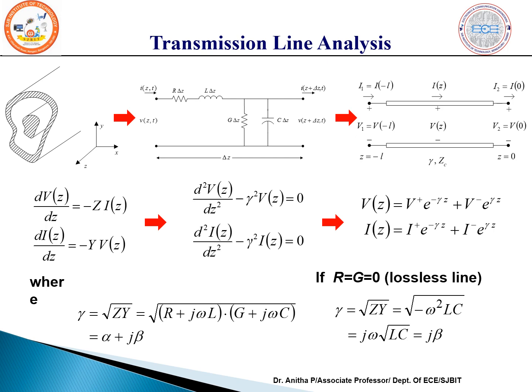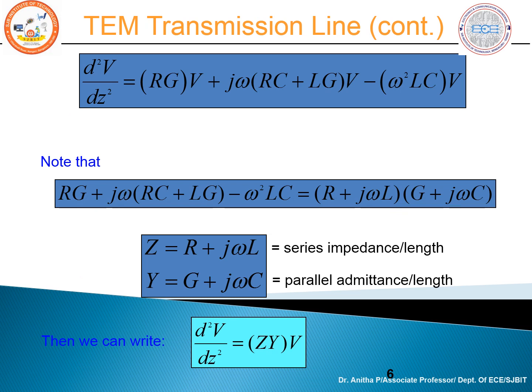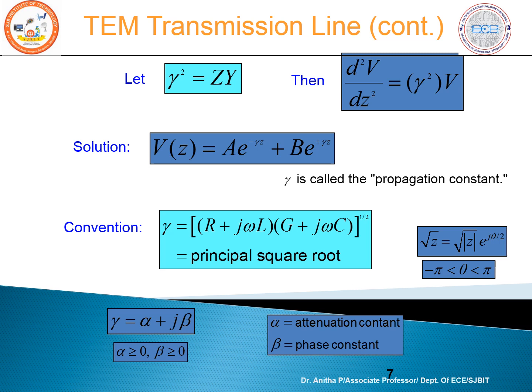And for a lossless line, if I consider R equals G equals 0, the same propagation constant will have only an imaginary part. The real part will become 0, no attenuation. The same thing we have seen here: given a transmission line, writing the governing equation, d square V by dz square equals Z into Y, which is nothing but gamma square into V, where gamma square is Z into Y.